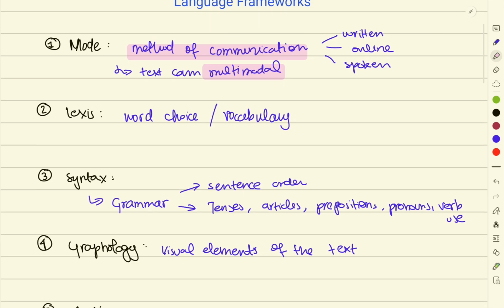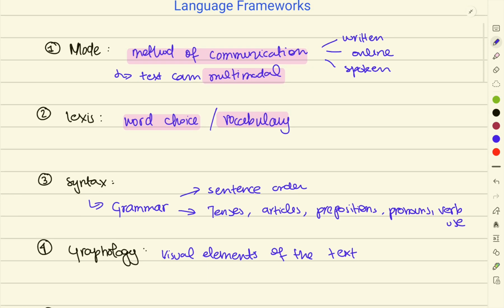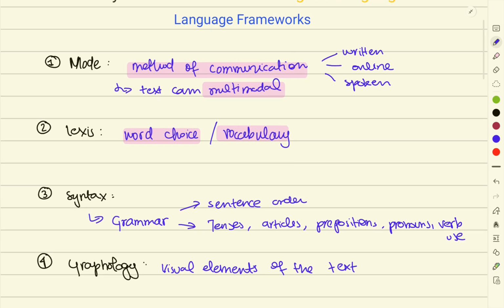Then we move on to lexis. The word lexis is just a fancy word for vocabulary or word choice. And examiners really want the students to write lexis in place of any other synonym for vocabulary, honestly. So you want to make reference to these language frameworks using their names, okay? So it shows in your text that you know what you're talking about, and you make clear references to these language frameworks. So lexis, basically the word choice, the language of the text.